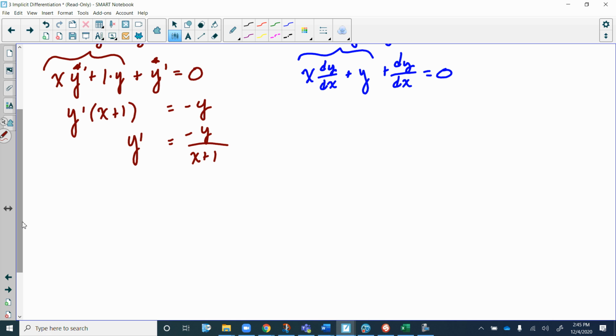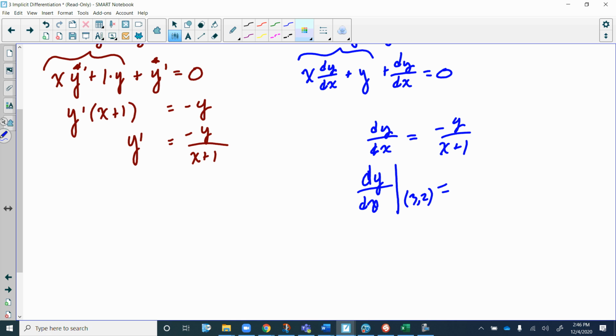Now at this point, I'll go back to the blue stuff on the right. Here it would have worked out to look like dy dx is equal to negative y over x plus 1. So the typical notation to show how we're going to evaluate it at this point is we would say dy dx, where we're evaluating at 3, 2. And then you do your substitution, where I'd have negative 2 over 3 plus 1. That's the typical notation of what you would see.